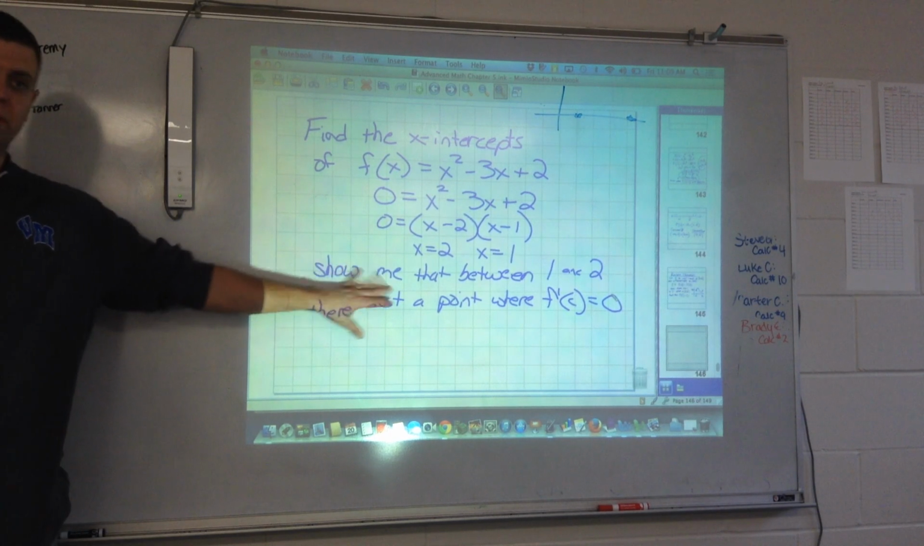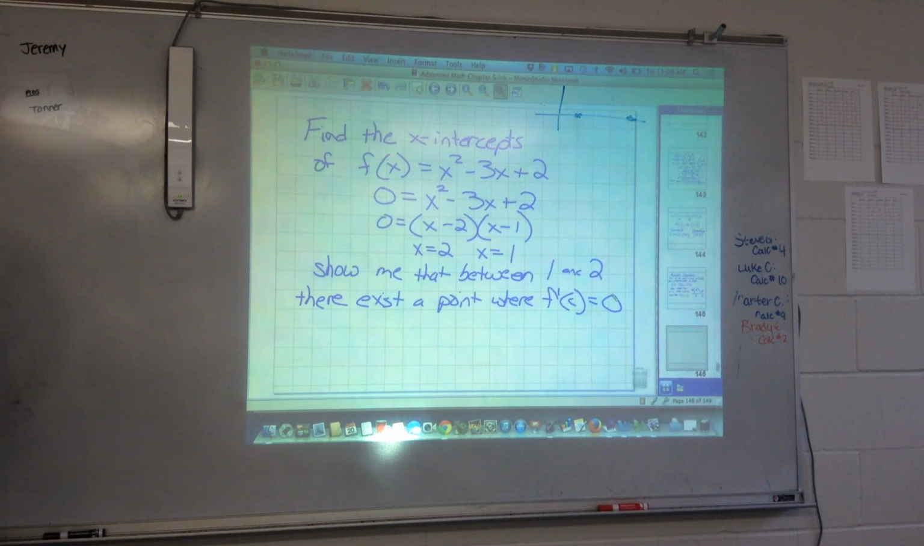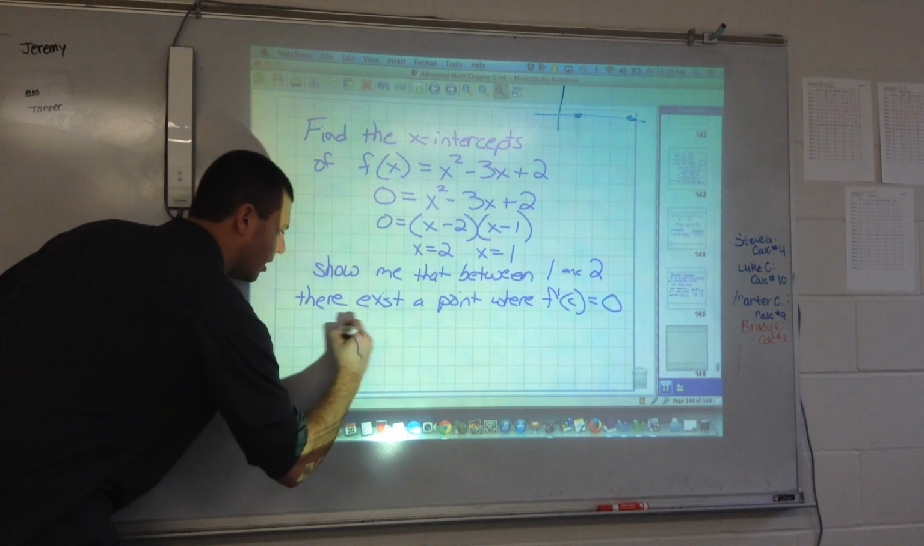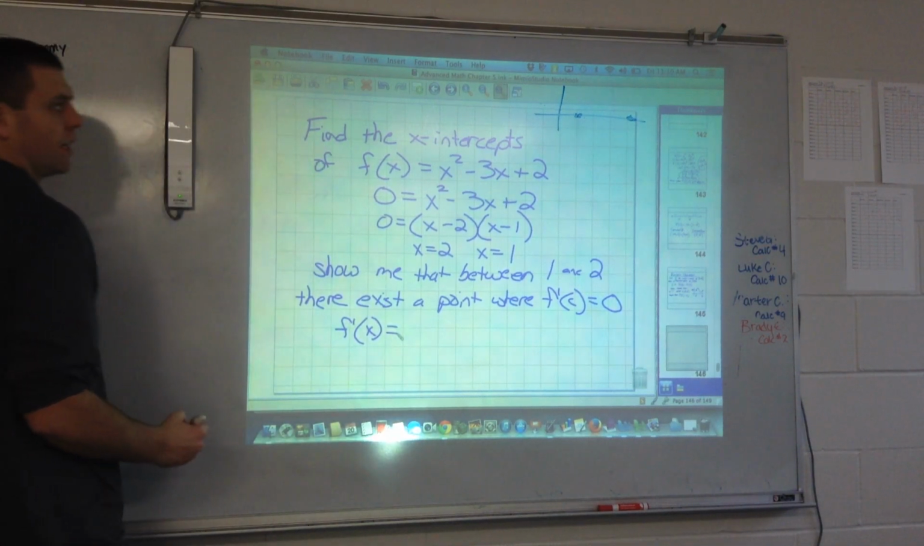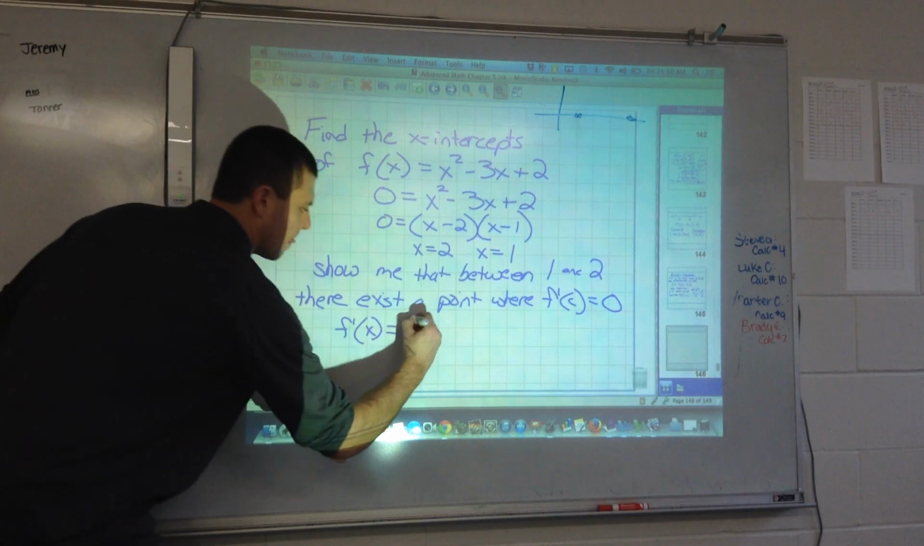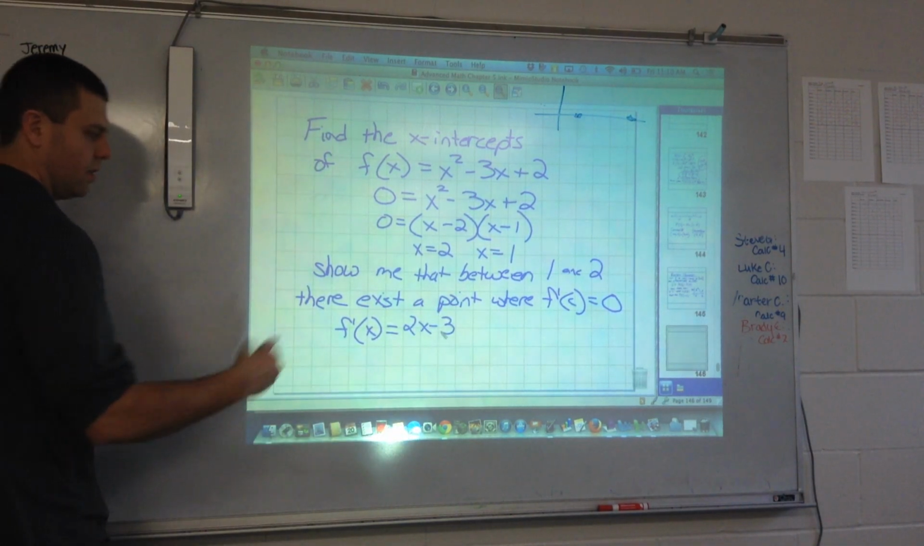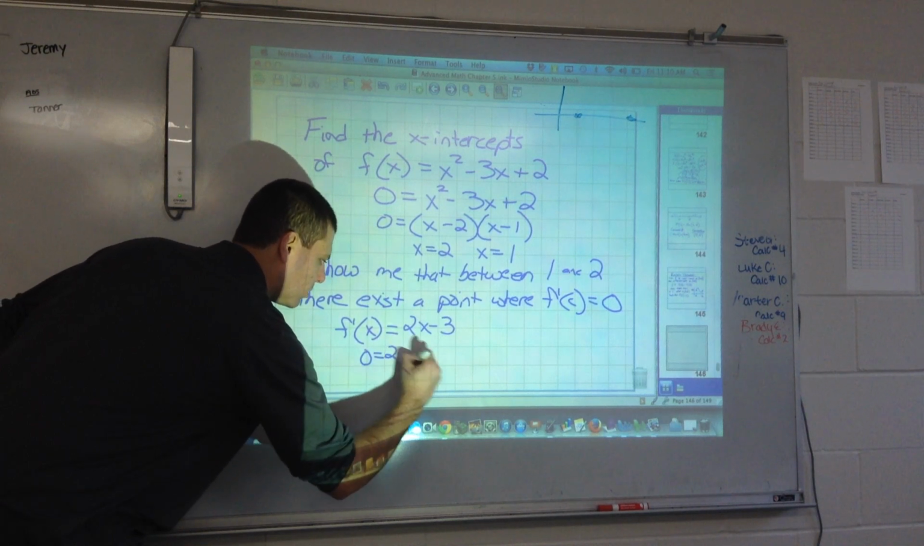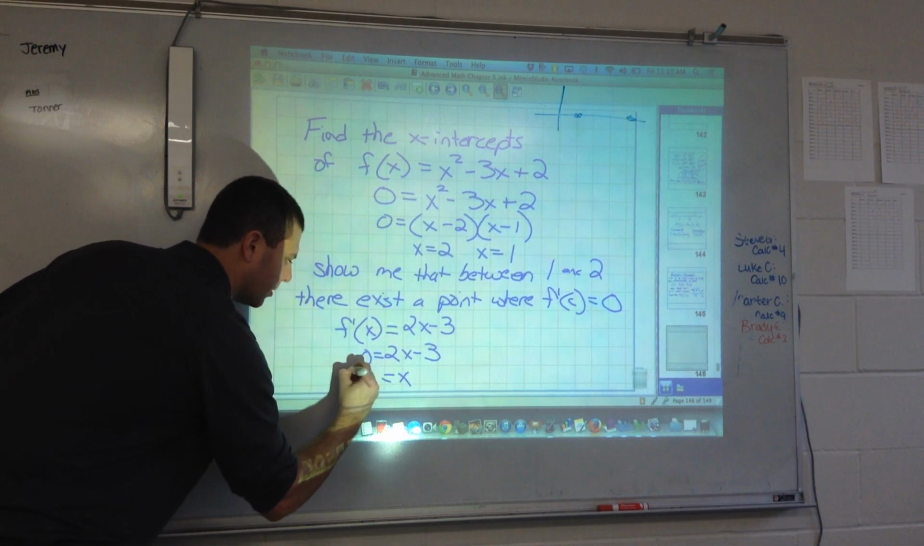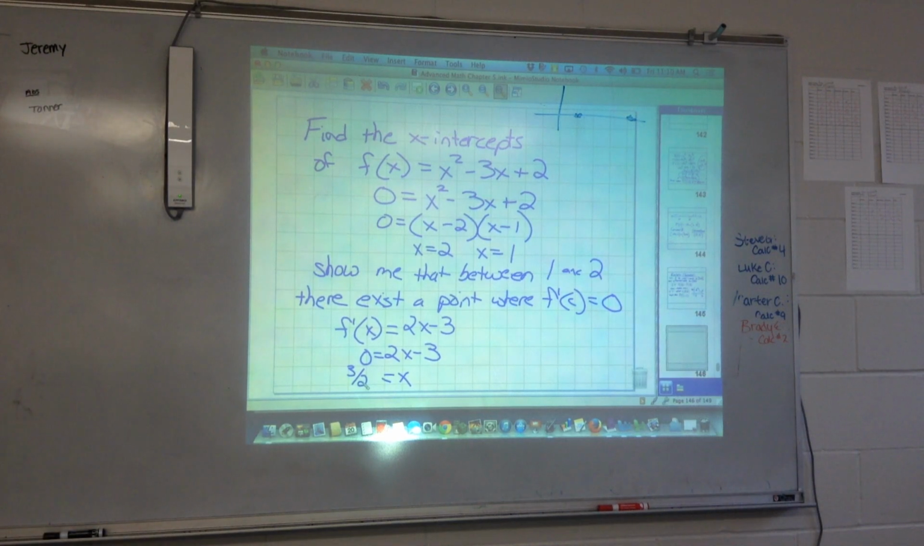Yeah, but I want you to show me where that point is. So what are we going to do? Find the derivative, set it equal to 0. Hopefully it's somewhere between 1 and 2, right? If you know parabolas, it's going to be right in between them because parabolas are symmetric. f prime of x would be 2x minus 3. 0 equals 2x minus 3. x equals, surprise, 3 halves. So 1 1/2.